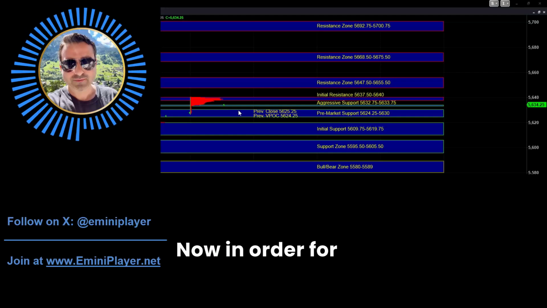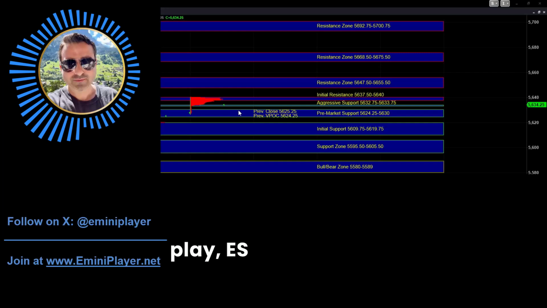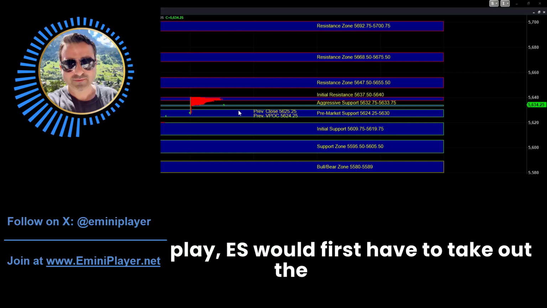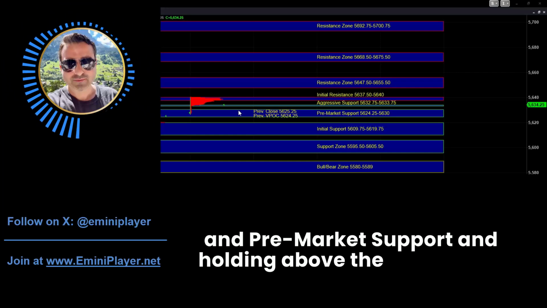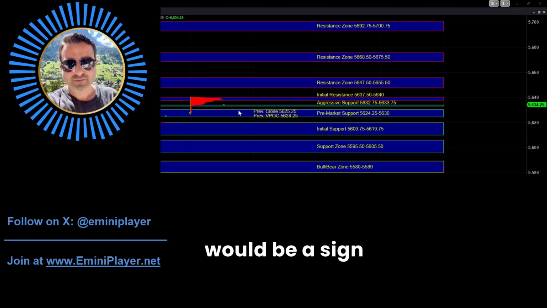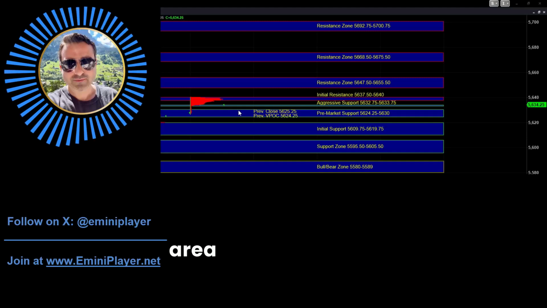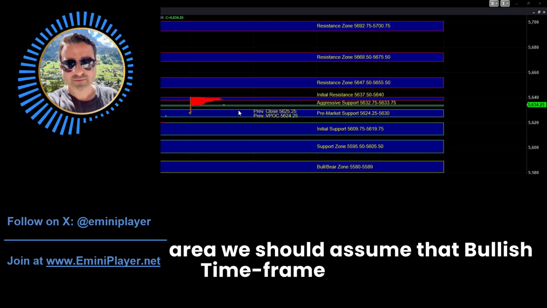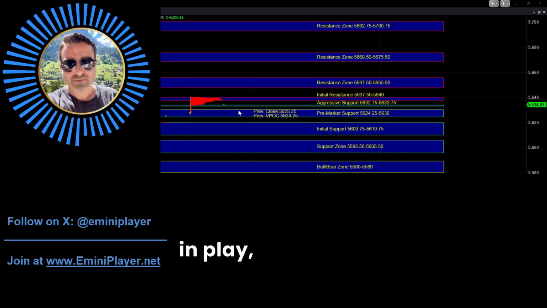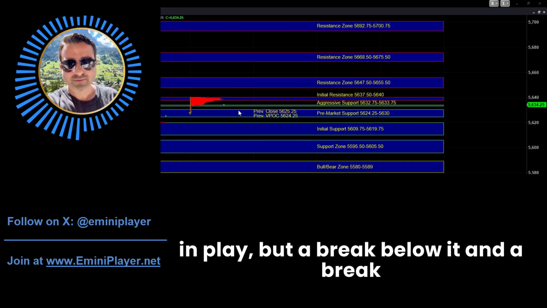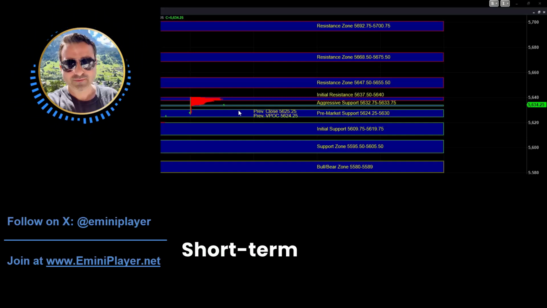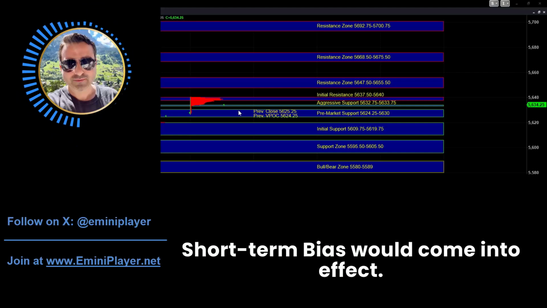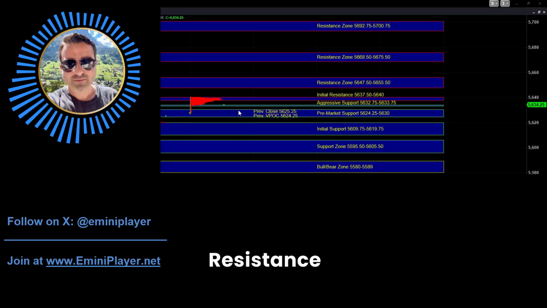Now, in order for the lower zones to come into play, ES would first have to take out the aggressive and pre-market support, and holding above the aggressive support zone would be a sign of continued strength. And above that area, we should assume that bullish time frame alignment is still in play. But a break below it and a break below the pre-market support is where that neutral bullish short-term bias would come into effect. On the upside, we have initial resistance at 56.37.5 to 40.